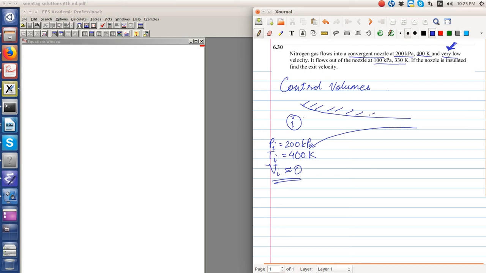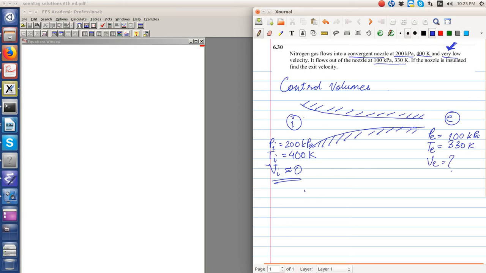The nozzle is insulated. Very good, usually a nozzle is insulated. Because of this there is no heat transfer, and the exit state is given at 100 kilopascal, which is almost atmospheric pressure, and the temperature at the exit is given as 330 Kelvin. What is the exit velocity?